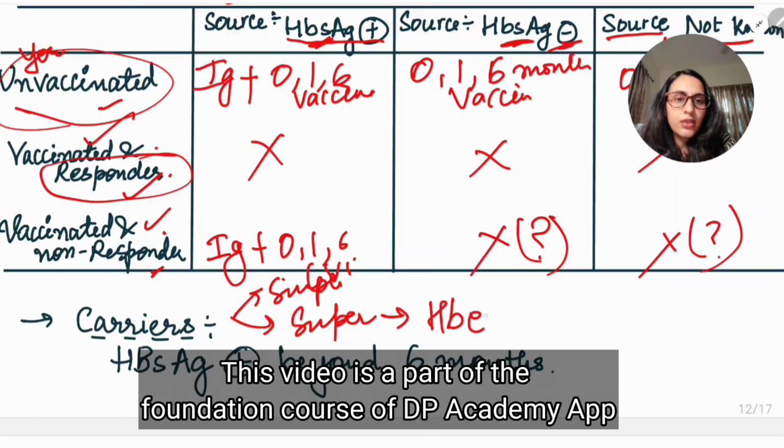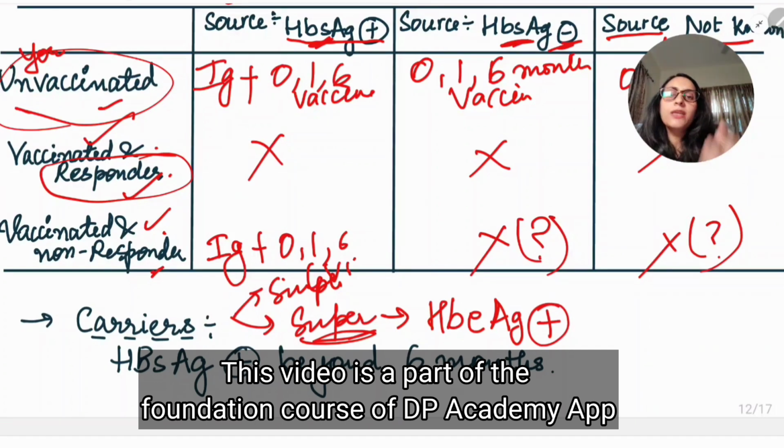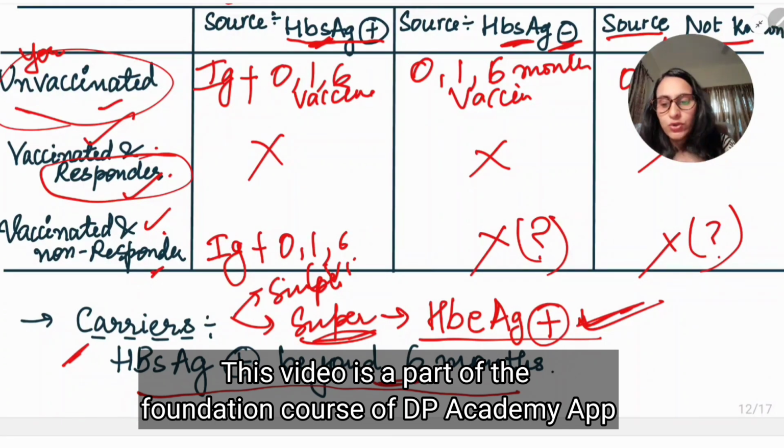The HBe, the pre-core antigen, if it comes positive, then it is a super carrier because of high infectivity. See, I told you, wherever HBe antigen comes, there is high infectivity. It tells about the infectivity dose. So that means the person is highly infective, so the person becomes a super carrier. And for a carrier, the surface antigen comes positive for more than 6 months, beyond the 6 months.